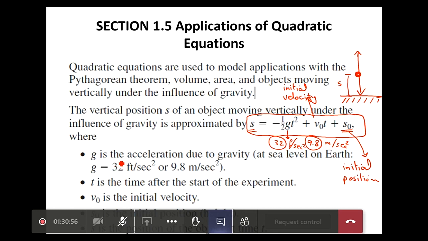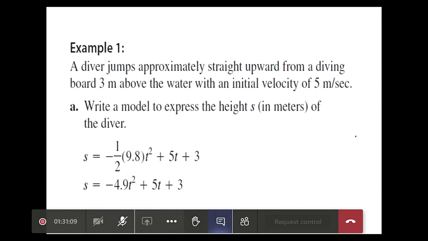Okay, so what does G equal? 32 or 9.8. Okay. Now, look at this example. A diver jumping approximately straight upward from the diving board. We have the diving board, and we have here someone diving down vertically, and we have here the water.